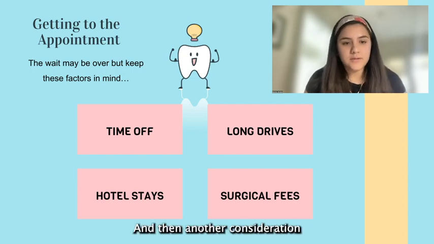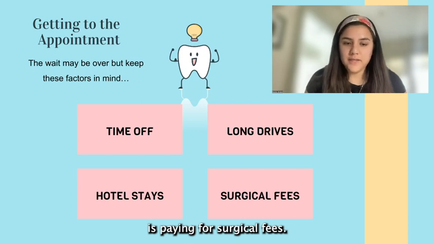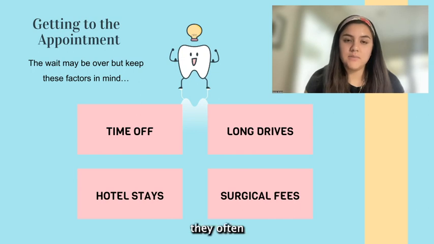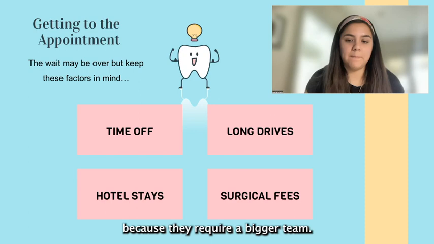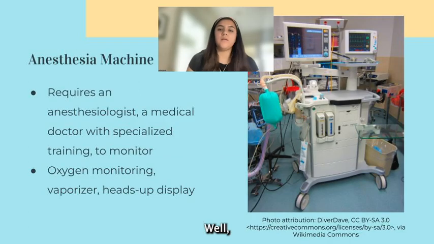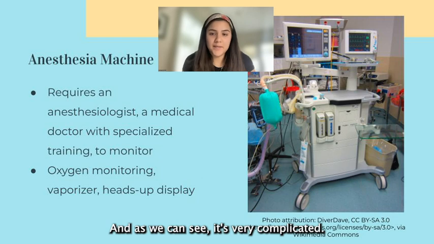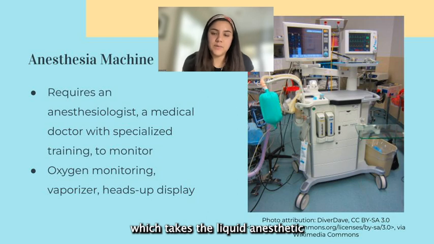And then another consideration is paying for surgical fees. And so procedures that require the patient to undergo general anesthesia often end up being more expensive because they require a bigger team. And why might this be? Well, take a look at this anesthesia machine. As we can see, it's very complicated. It has a lot going on. For example, it has a vaporizer, which takes the liquid anesthetic and vaporizes it so the patient can inhale it. It has oxygen monitoring and it has a heads up display.